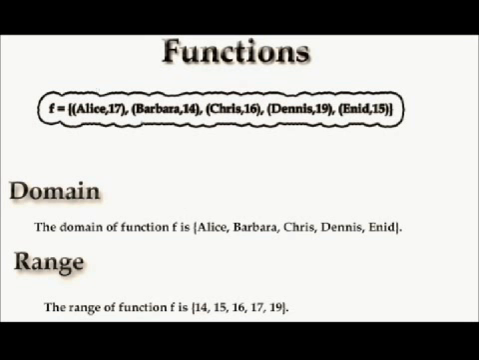Here's an example. Let's say we have a function which we're going to call function f. It consists of the name Alice. Alice is 17. Barbara's 14. Chris is 16, Dennis is 19, Enid is 15. So the domain in this case is simply Alice, Barbara, Chris, Dennis, and Enid. And the range is 14, 15, 16, 17, and 19.